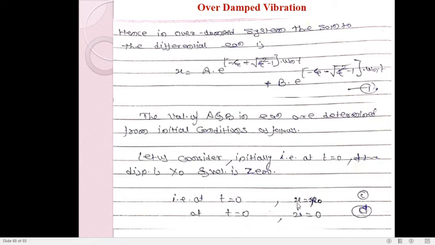So these are the initial conditions: at t equals 0, x, which is the displacement, equals capital X0, which is the amplitude. Let us call this equation C. And at t equals 0, x dot equals 0, that is, velocity equals 0. Let us call this condition D.